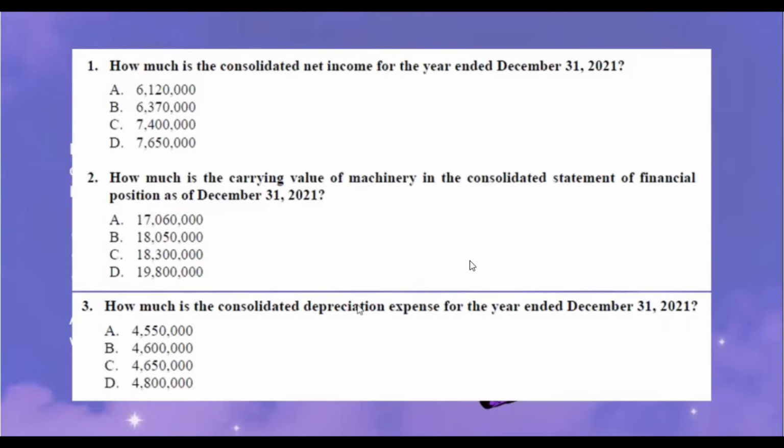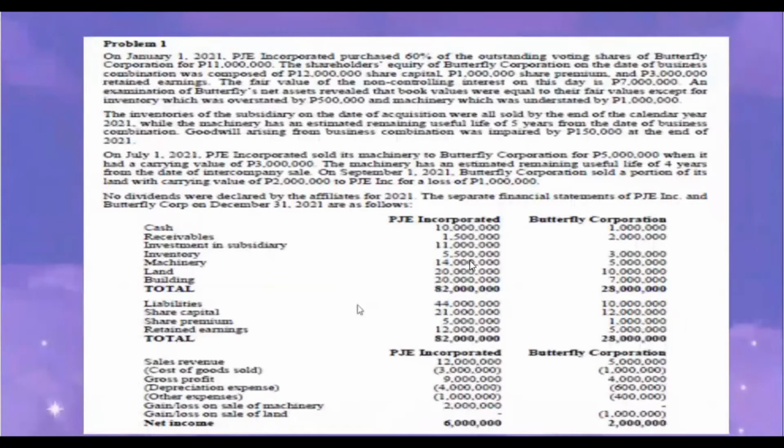Number two, how much is the carrying value of machinery in the consolidated statement of financial position as of December 31, 2021? And then finally, number three, how much is the consolidated depreciation expense for the year ended December 31, 2021? So let me read the problem. Masyado mahaba. I hope it's still clear. On January 1, 2021, PJE Incorporated purchased 60% of the outstanding voting shares of Butterfly Corporation for 11 million. O, stop muna tayo dyan. Sino si PJE?